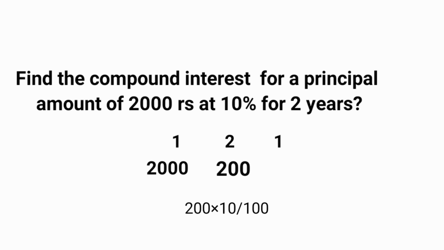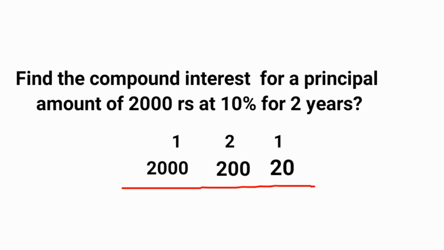Again take 10% of the answer which we got now. That is 10% of 200. 200 into 10 by 100. 100 and 200 you can cancel 2 times. 2 into 10 is 20. Write it below 1. Next step is to multiply the values in each column.